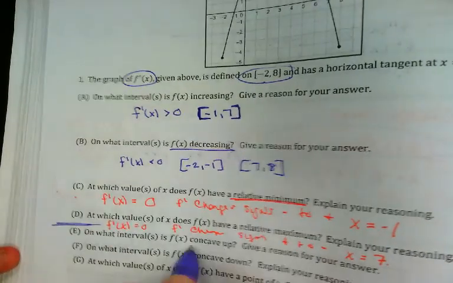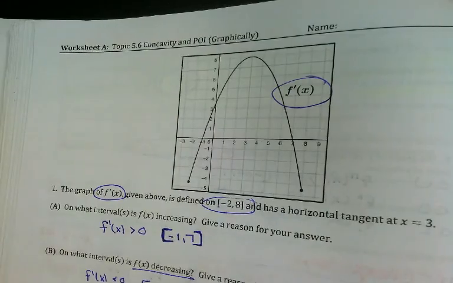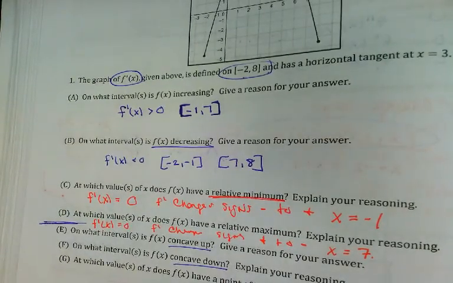Now we have concave up, concave down, point of inflection. Now we're looking at the what derivative? Second. And if this is f prime, you are now looking at the what of the graph? Slope. All right, so give yourself another minute and try to answer E, F, and G.